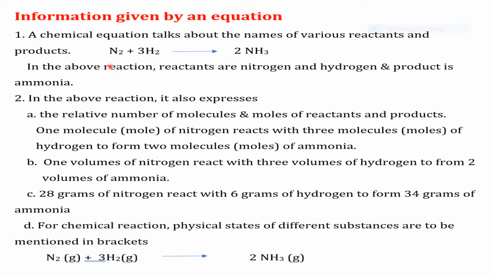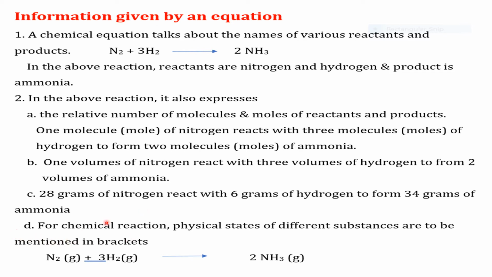Or otherwise, we can understand it this way also: 1 molecule of nitrogen combines with 3 molecules of hydrogen and we get 2 molecules of ammonia. Or otherwise, 1 volume of nitrogen reacts with 3 volumes of hydrogen and we get 2 volumes of ammonia. It also gives the masses of the different substances, that is 28 grams of nitrogen react with 6 grams of hydrogen and we get 34 grams of ammonia.